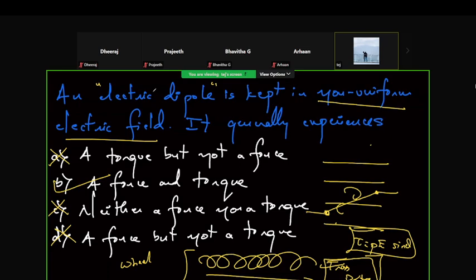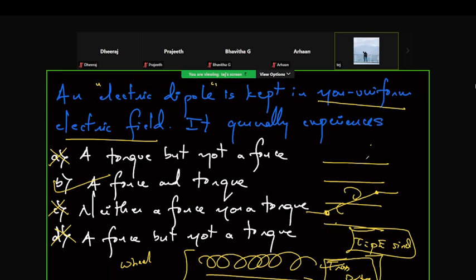Go back to your books and make sure you write this. Dipole placed in uniform electric field, put a hyphen, experiences only a torque. That word only is important. I hope you are making a note of all these things in your CET book. Next line.